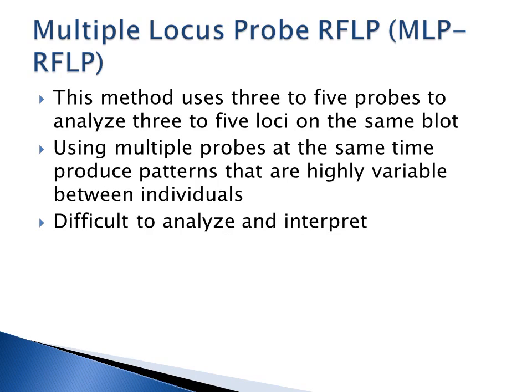You can do something called multiple locus probe RFLP, where you can use 3 to 5 probes to analyze 3 to 5 different loci on the same blot. So using multiple probes at the same time to produce patterns gives you high variability between individuals. However, using these multiple probes can be very difficult to analyze and interpret.